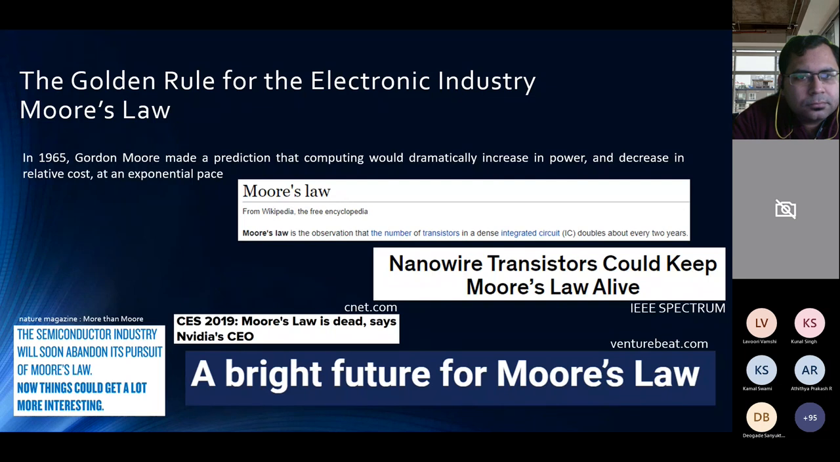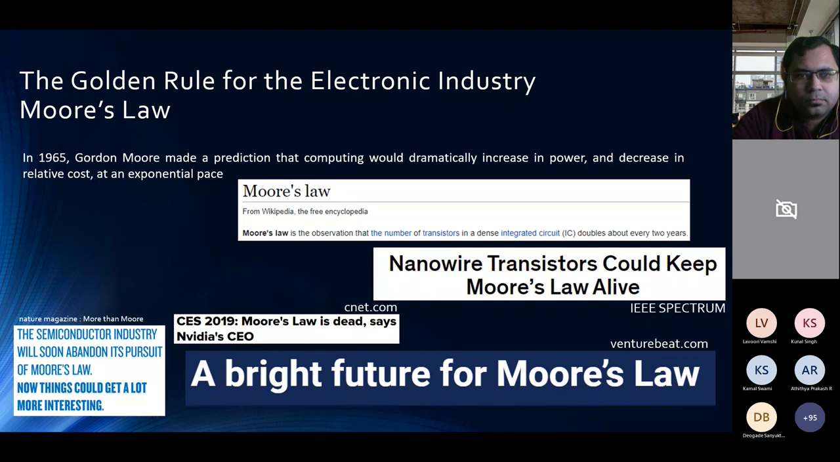In 1965, Gordon Moore made a prediction that computing would dramatically increase in power and decrease in relative cost at an exponential pace. The more familiar version of it is what you see here, which says it's an observation that the number of transistors in a dense integrated circuit doubles about every 2 years. That's what we are more familiar with, right? So every 2 odd years, that's the cadence, at least that used to be the cadence.